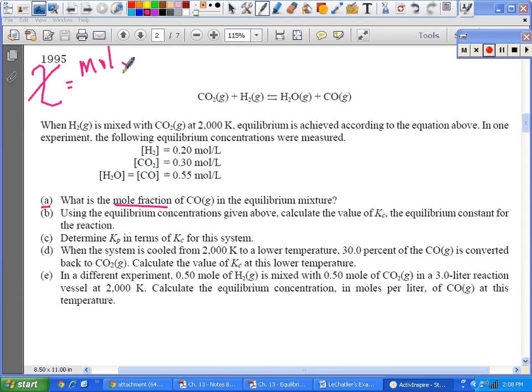Over total moles. Now, here's the deal. What are they asking you for? They're asking you for the mole fraction of CO. Here's one part. What do you notice about these units right here? What are those types of units? Molarities. So these are molarities.